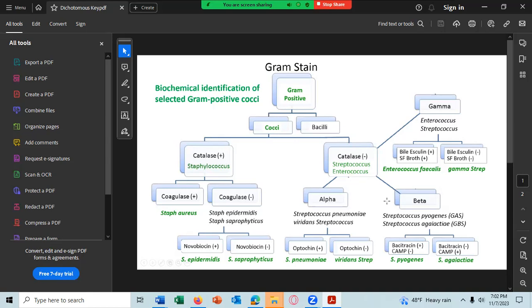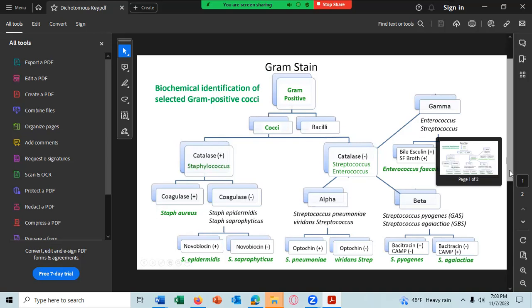If it's beta hemolysis, that splits it down into Streptococcus pyogenes and Streptococcus agalactiae. And if it's gamma, it separates it down into Enterococcus and Streptococcus. And then you can split each of those further. I'm just going to talk about gamma. You can separate this one by running the bile-esculin test and the SF broth test. If they're both positive, it's Enterococcus faecalis. If they're both negative, it's gamma streptococcus.